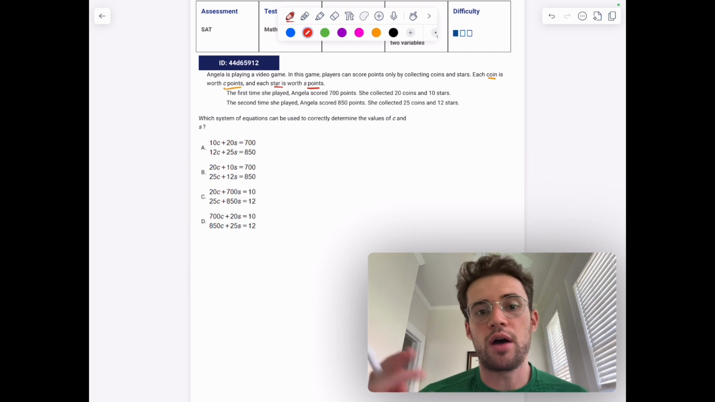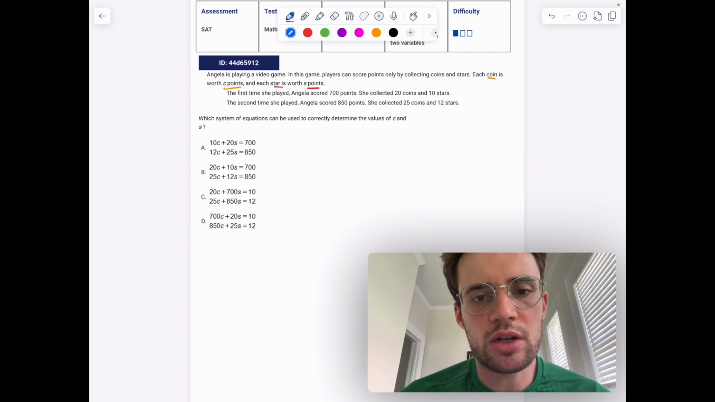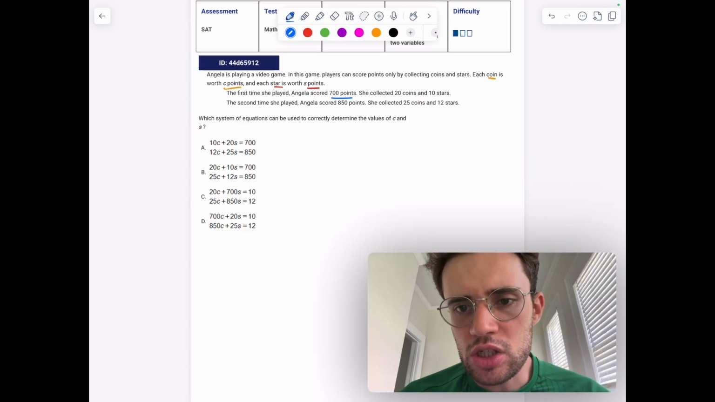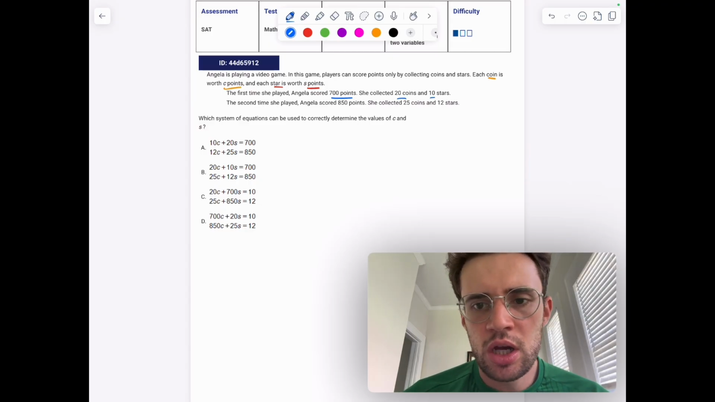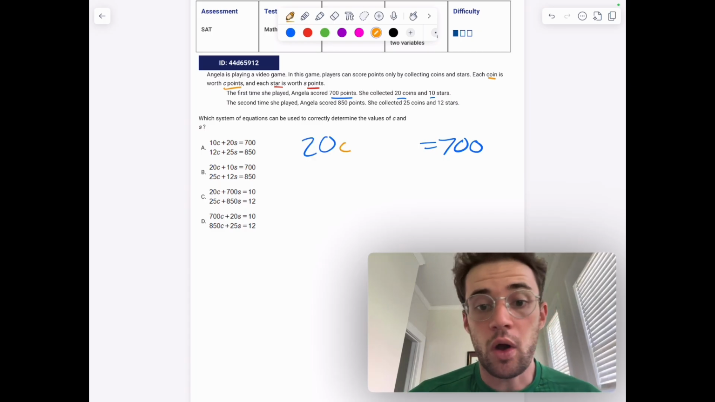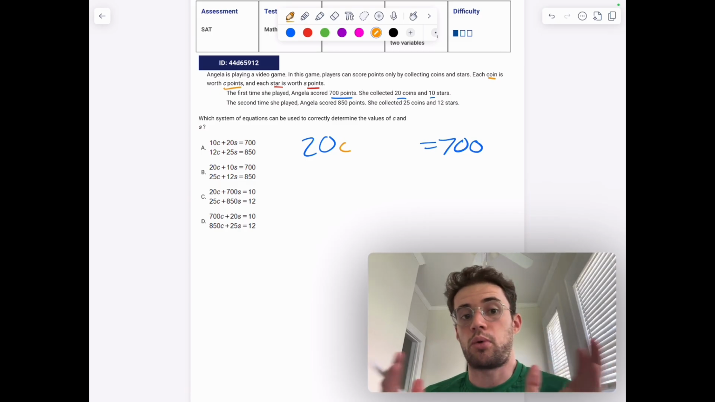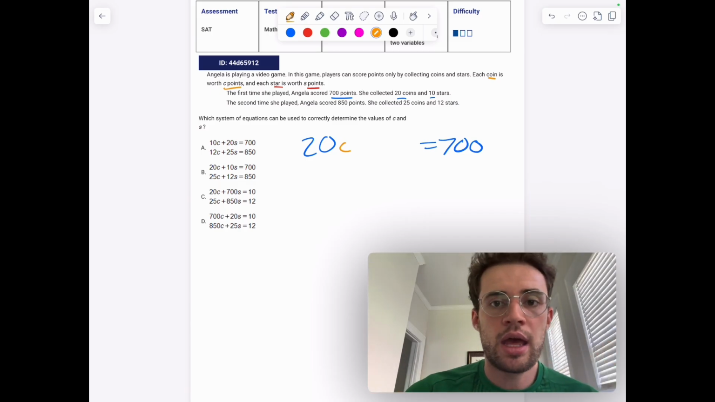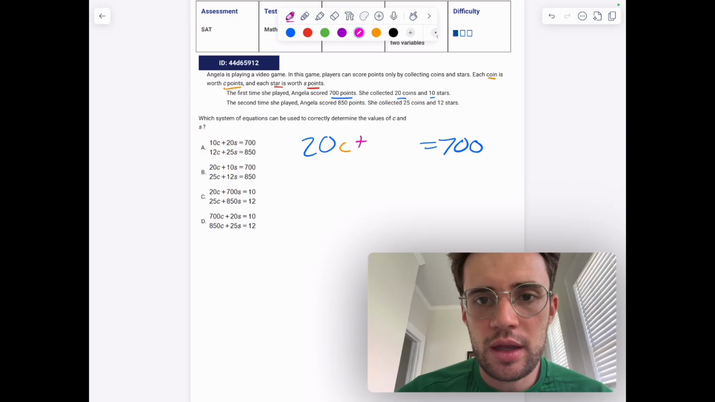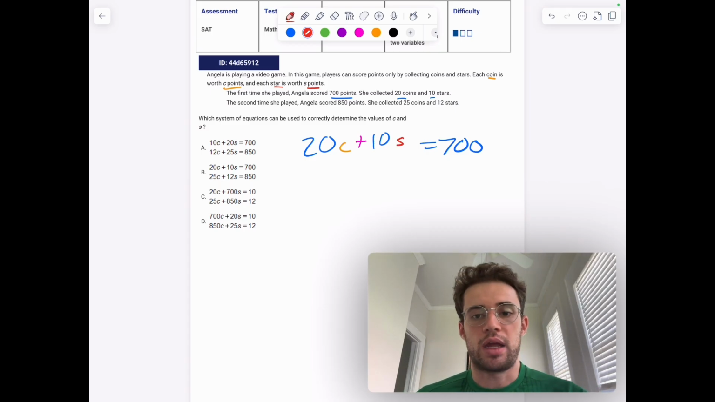So it's the value of those things, the number of points. The first time she played, Angela scored 700 points and she collected 20 coins and 10 stars. So 700 points was equal to 20 times the number of coins, right? Because that's all the points you got from coins, the number of coins, 20, times the points per coin, C. And you're adding that with 10 stars, so 10 times the number of points per star, right? And that adds up to the 700.